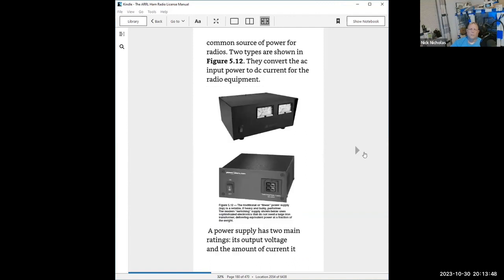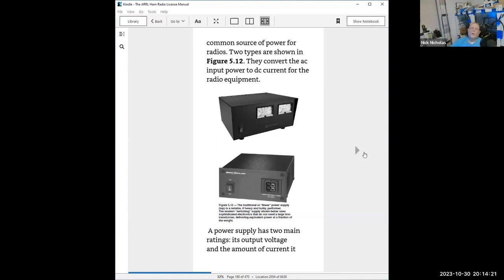Power supplies. There are two basic types of power supplies. One is conventional analog power supplies. It has a huge transformer that converts AC to a lower voltage. And then it has a rectifying circuit that converts the AC to DC. It has a filter circuit that filters out any AC waveform. And last, it has a regulator circuit that regulates the output.